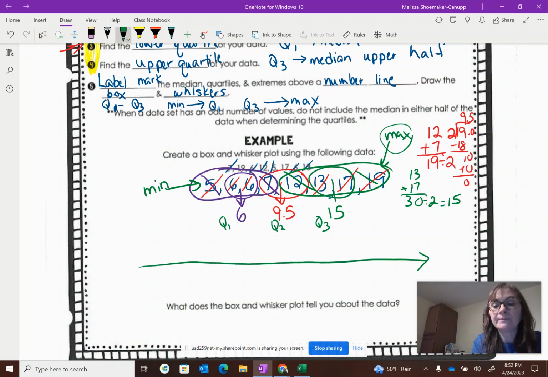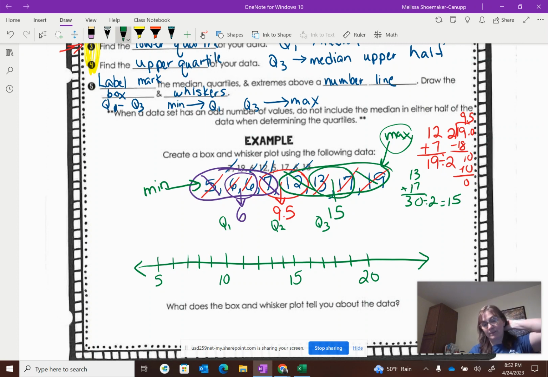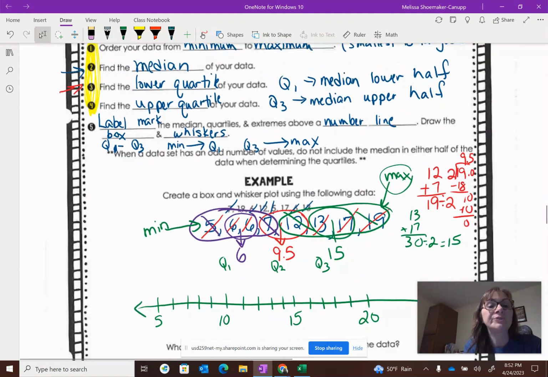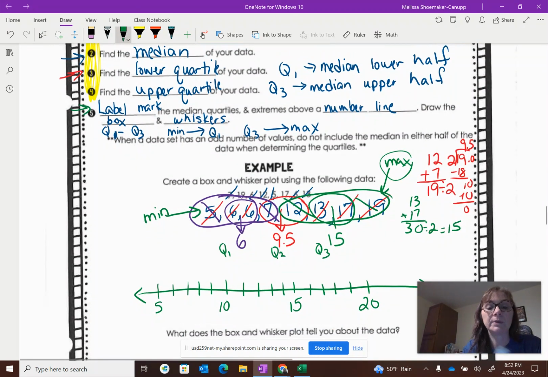Here's my number line. I know I need to start at 5 and go to 19. 6, 7, 8, 9, 10, 11, 12, 13, 14, 15, 16, 17, 18, 19, 20. Okay, you can take the time to number them all. That's up to you. So our next step was to label or mark each one of these things.